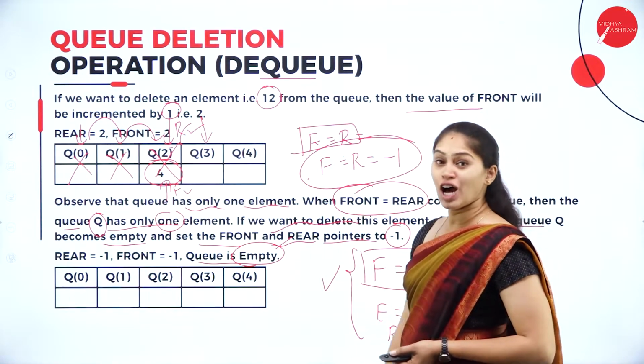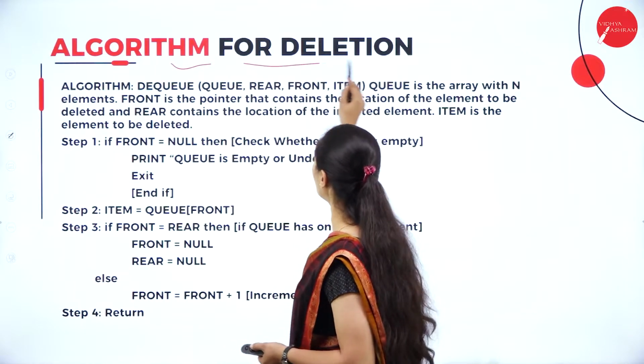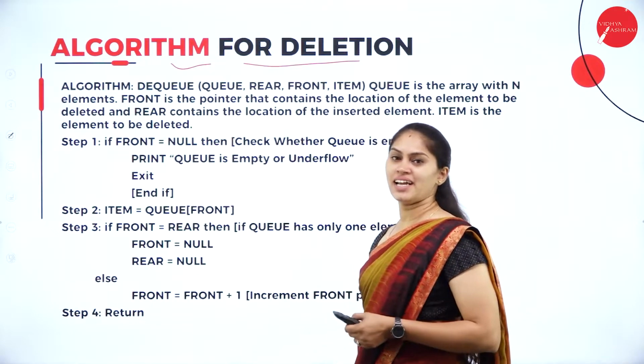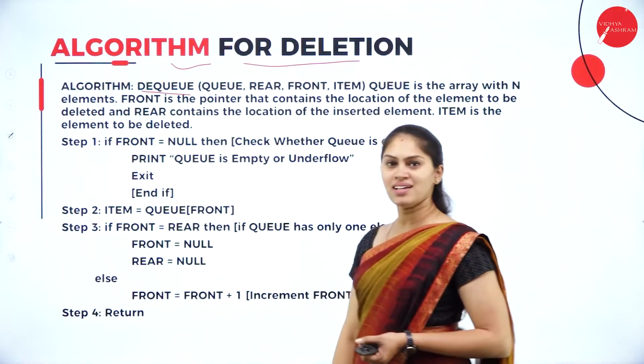So now we'll see how this is going to work along with the algorithm. We'll see an algorithm for deletion, that means deleting an element from the Q. So you consider here the function name as DQ.